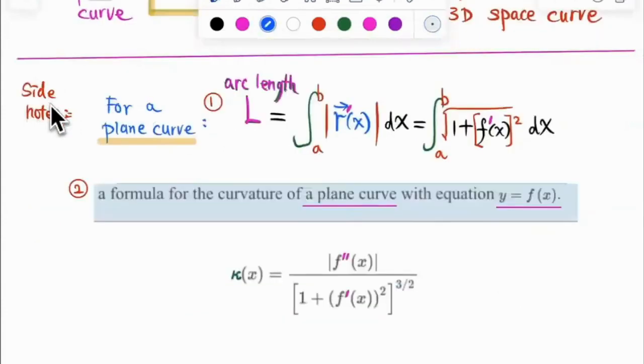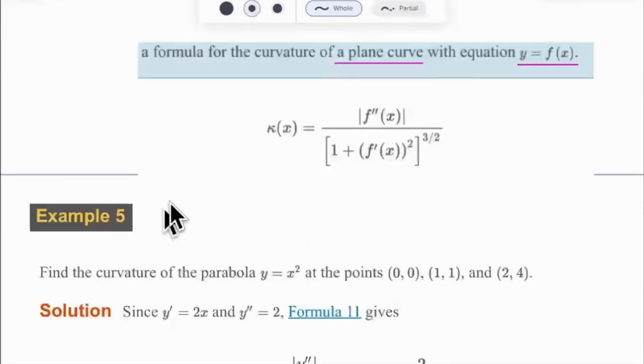Now I have a side note for you. Remember, for a 2D plane curve, the arc length is this formula. Okay. Now for a 2D plane curve, the curvature is given by this formula. So you can put them together. Remember this.